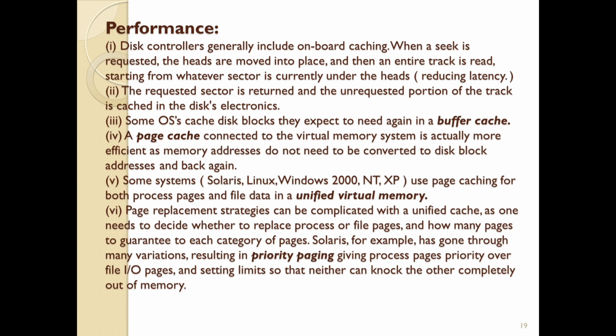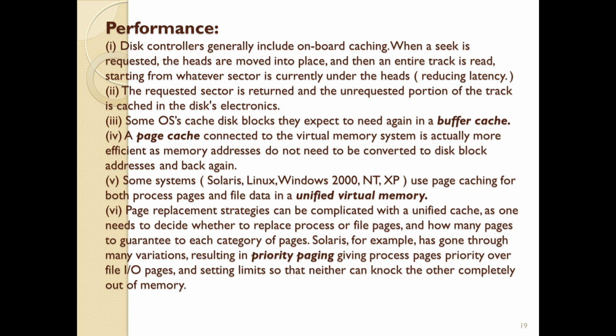Coming to performance, disk controllers generally include onboard caching. When a seek is requested, the heads are moved into place and then an entire block is read, starting from whatever sector is currently under the heads. The requested sector is returned and the unrequested portion of the track is cached in the disk's electronics. Some operating systems cache disk blocks they expect to need again in a buffer cache.